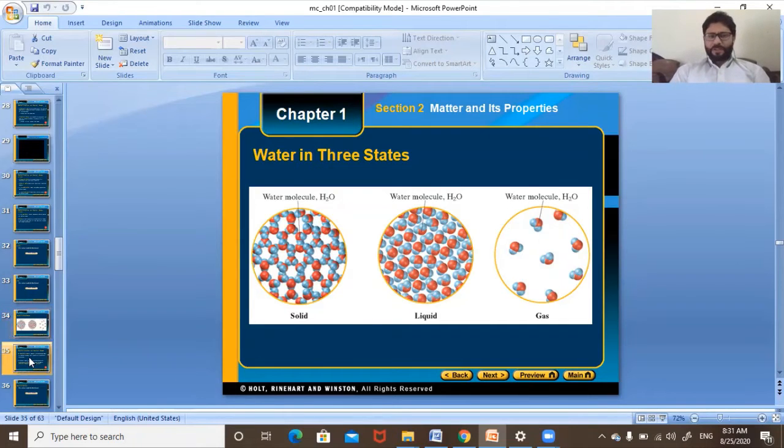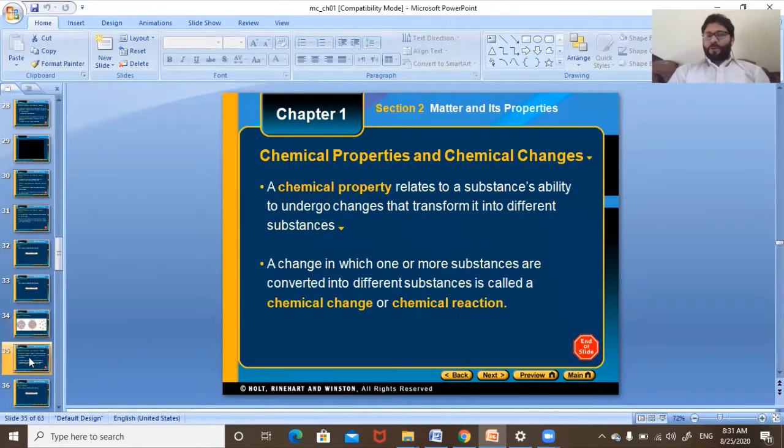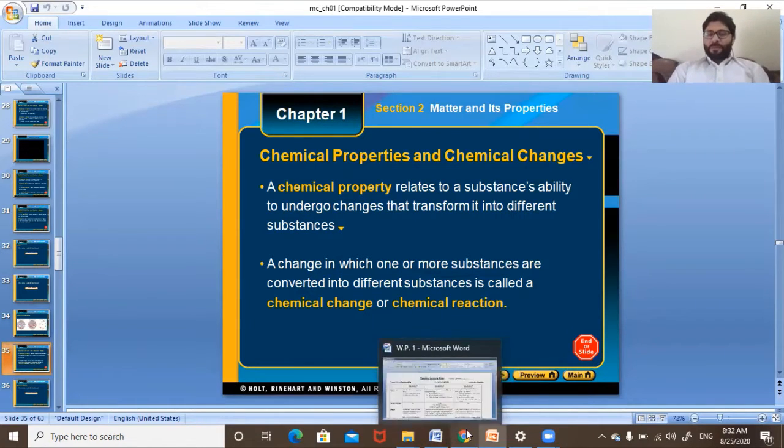Now the next topic is related to chemical properties. In a chemical change, the identity of a substance will change. So if you look into the definition over here, a change in which one or more substances are converted into different substances is called a chemical change. Let me give you some examples over here.